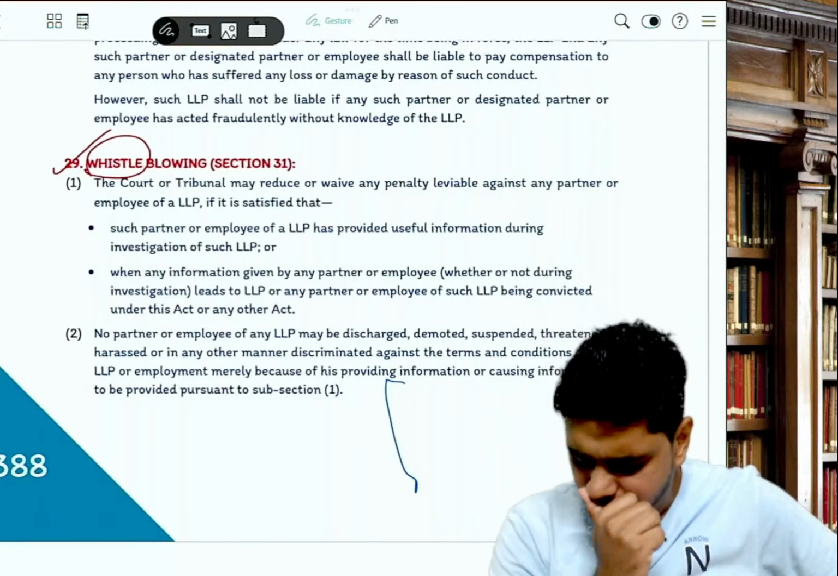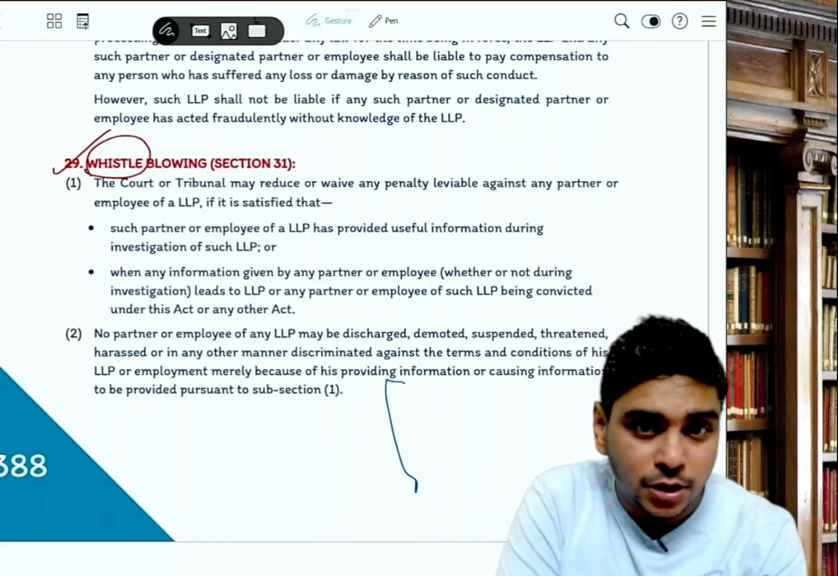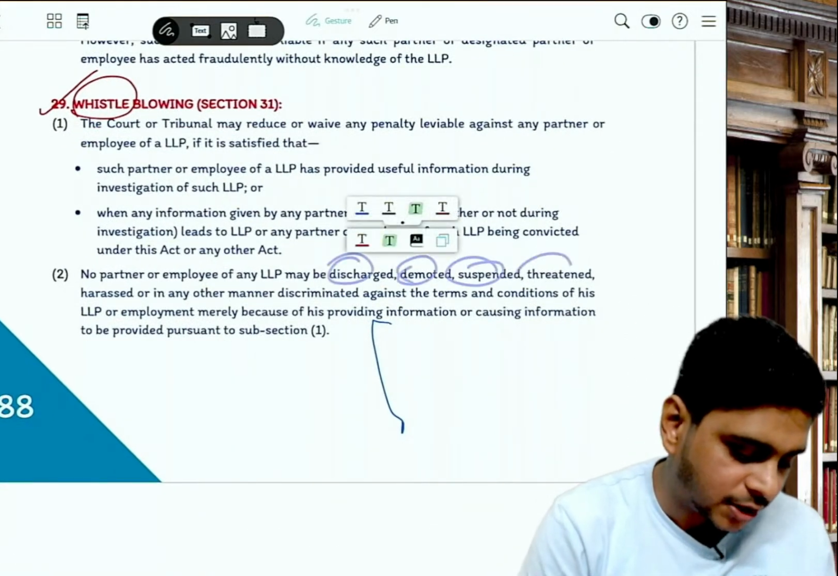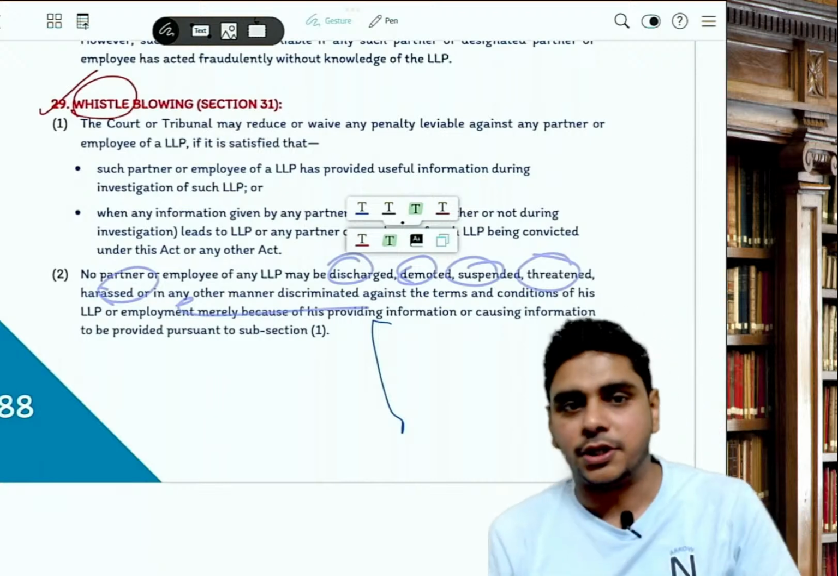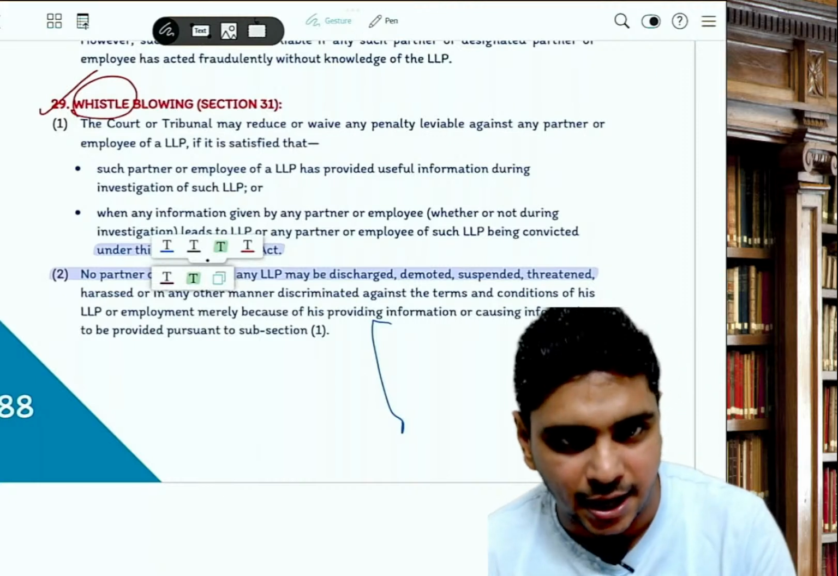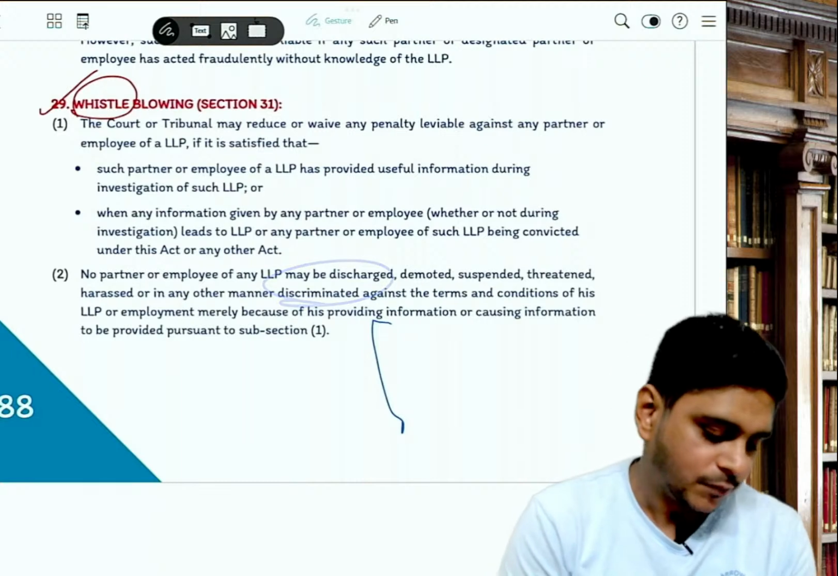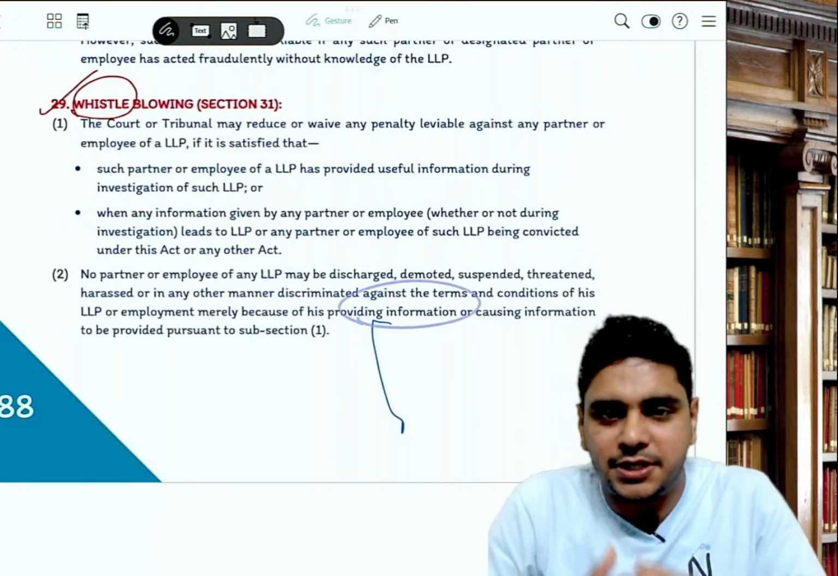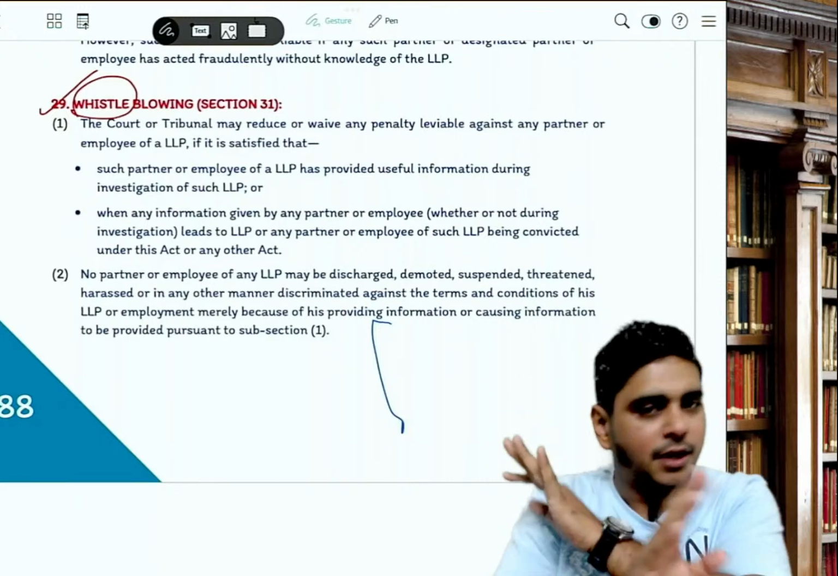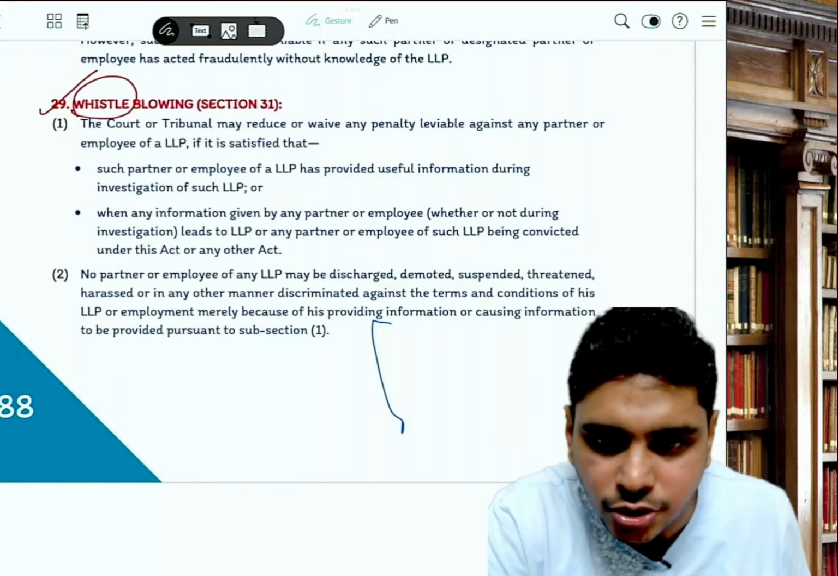Now the other partners came to know that Govind Swami has done the wrong thing and informed the police. So what can they do? Can they discharge him, demote him, suspend him, threaten him, harass him in any other manner? Sir, no, it is not allowed. No partner or employee of the LLP may be discharged, demoted, suspended, threatened, harassed, or in any other manner discriminated against in the terms and conditions of his LLP or employment because of his providing the information. Just because he has provided the information, that does not mean you will demote him, suspend him, or reduce his salary. Nothing, no change in it. Whistleblower. Understood?